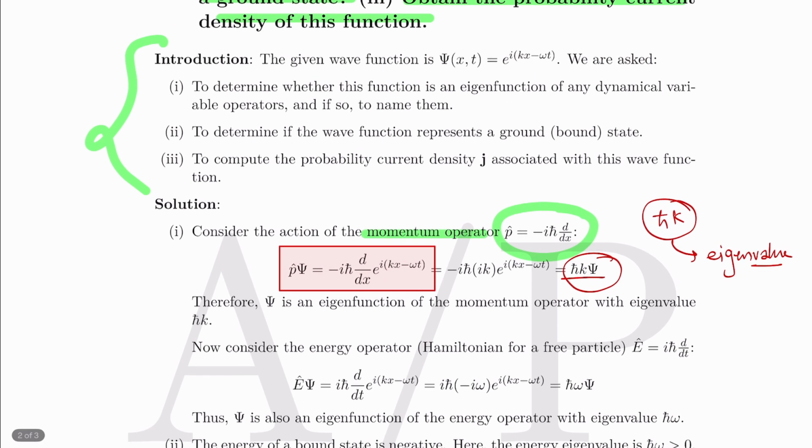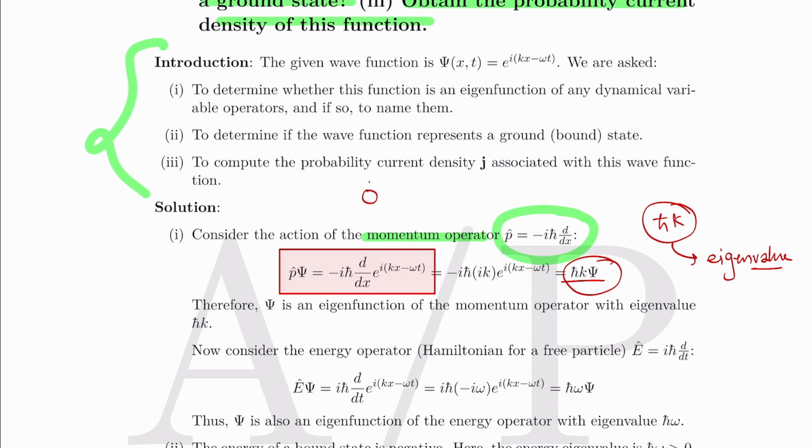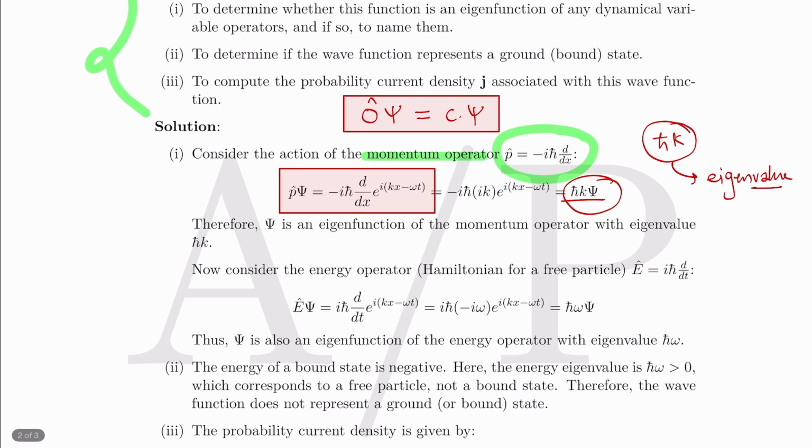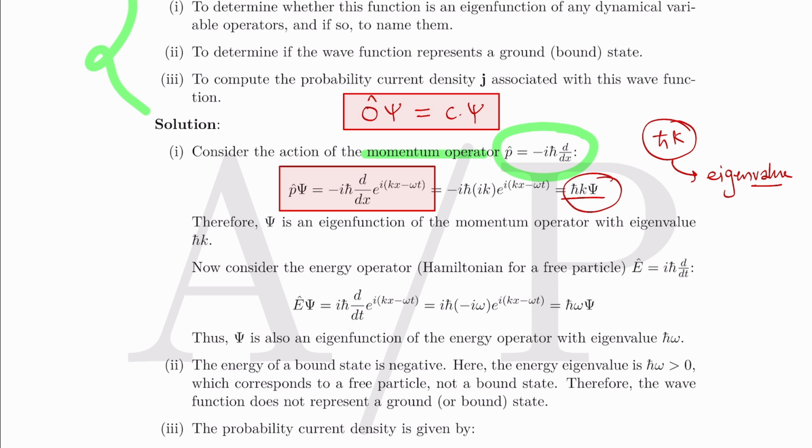If you take any general operator O and operate it on any wave function psi, and you get some constant c times the wave function psi itself, then this is what we call that psi is an eigenfunction. O is any dynamical variable, also known as an operator. Here, for this particular question, the momentum operator is that operator. Therefore, we can say that psi is an eigenfunction of the momentum operator with eigenvalue h bar k.